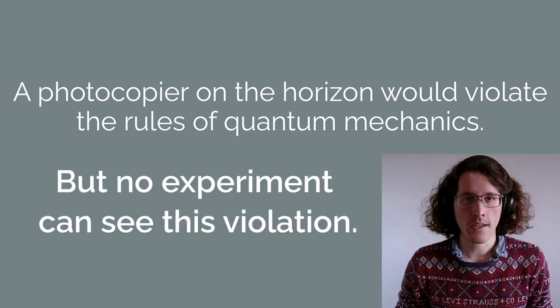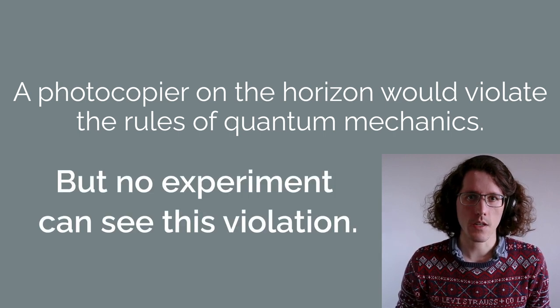But there isn't actually an experiment that would be able to see that contradiction. Does this mean that there's no contradiction at all? After all, science is based on observation and experiment. And if there's no observation that can see a contradiction, then maybe this is the same as there being no contradiction at all. This idea has been given the name black hole complementarity.